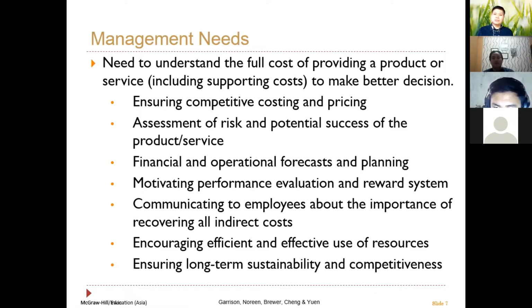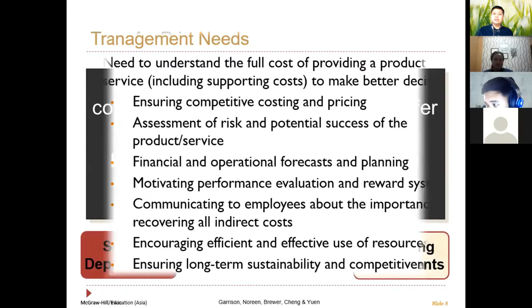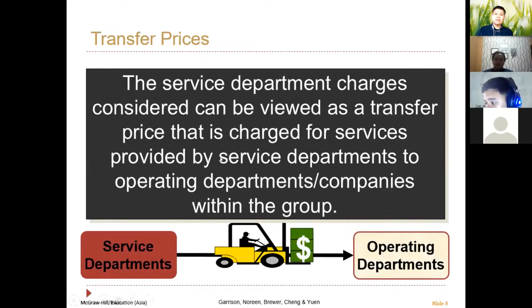They are not considered. Next, transfer prices. The service department charges can be viewed as a transfer price that is charged for services provided by service departments to the operating departments or companies within the group. So the service department costs are transferred to the operating departments.